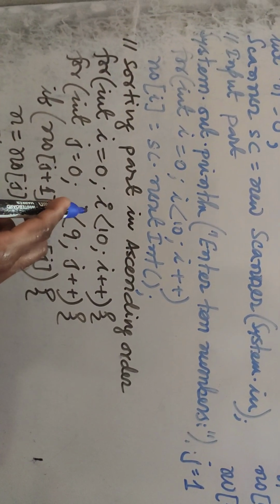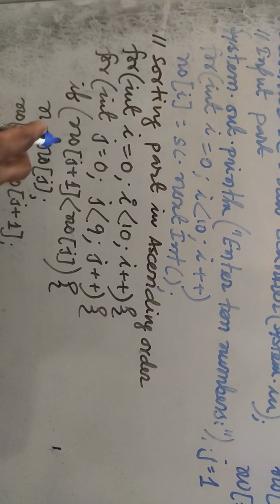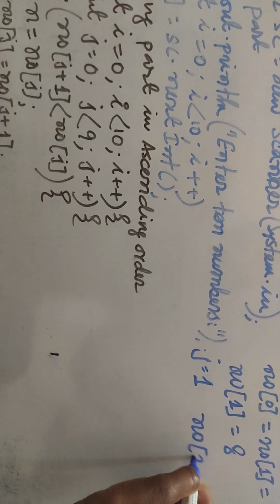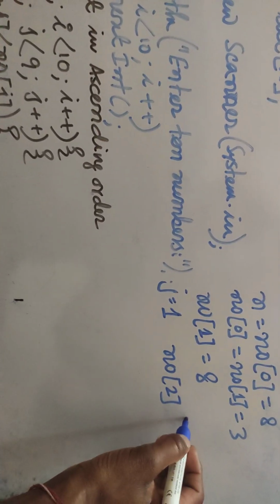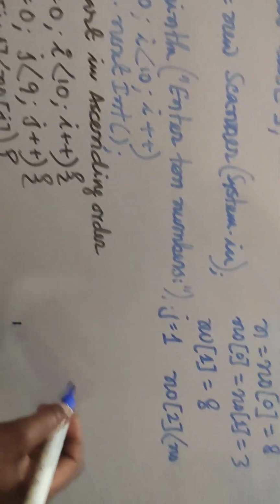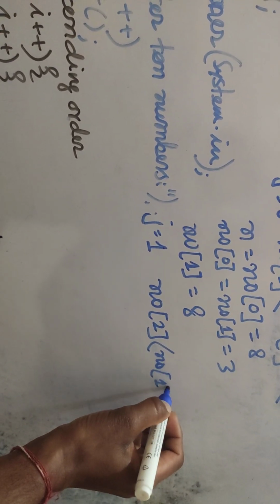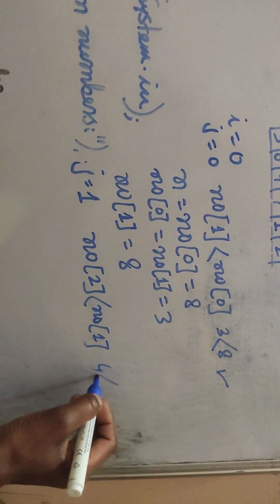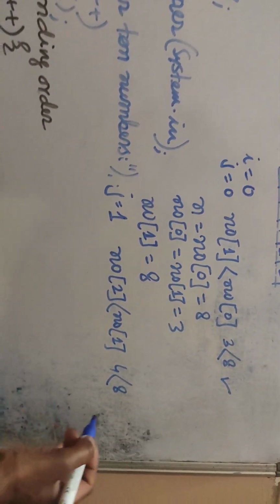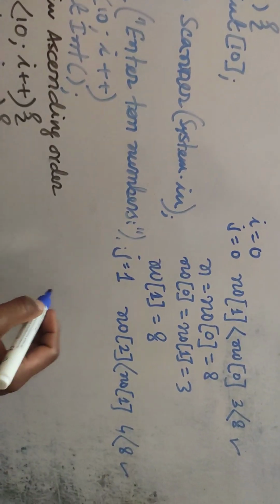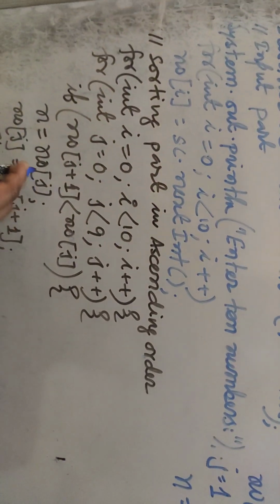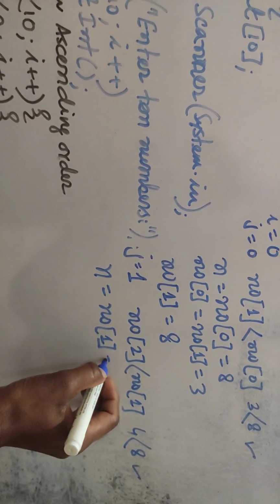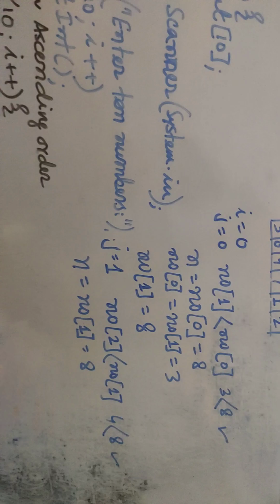Now next value for j equal to 1. j will increase. Now j is 1, then what will happen? Number of j plus 1 means 2. Less than number of j means 1. In 2 location which value? 4. In 1, 8. 4 less than 8. True. Again computer will swap. n equal to number of j. Number of j means 1. 1 means which value? 8.